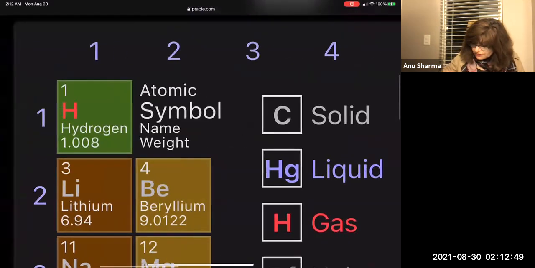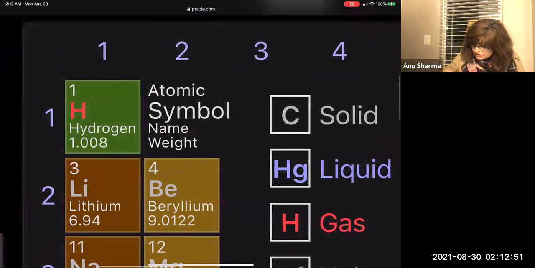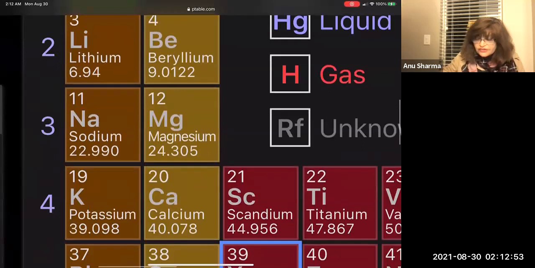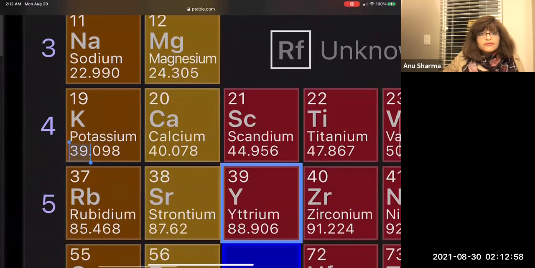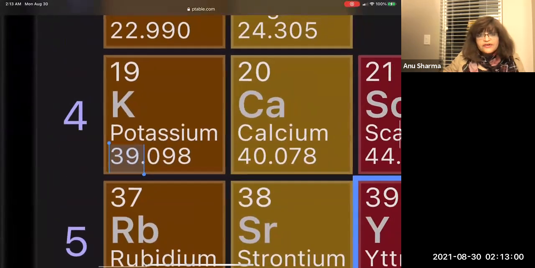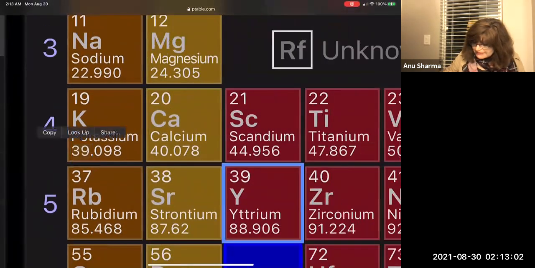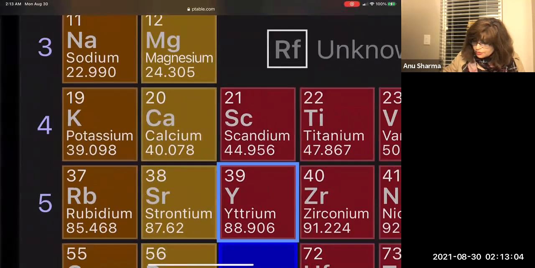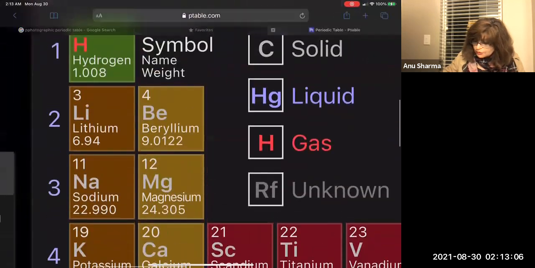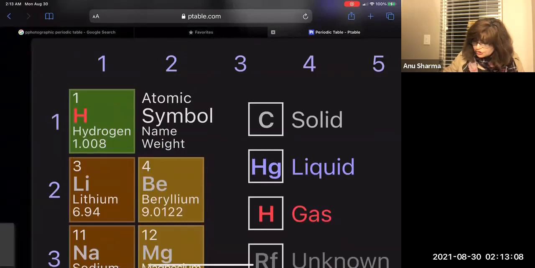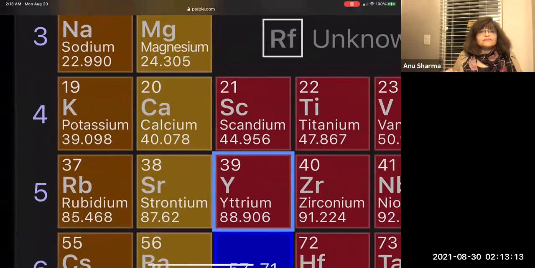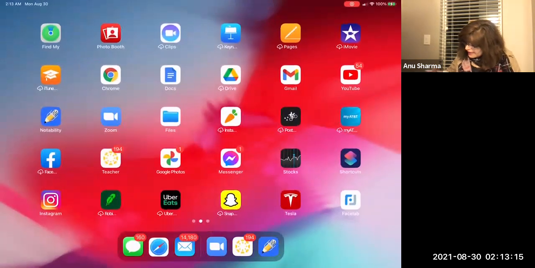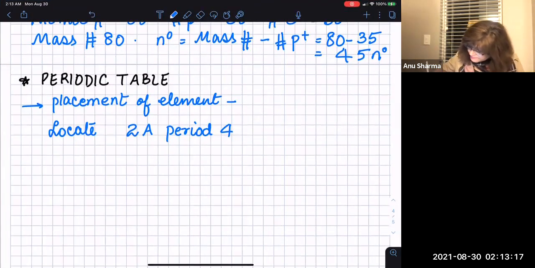So here is your first row. This is your second row. This is your third row, sorry. And next is your fourth row, number 4. Now this number 4, okay. Next is calcium. It is present in group 2A, where it says 2, that is group 2A, and in the fourth row is calcium. Okay, so looking at the periodic table, that is calcium.